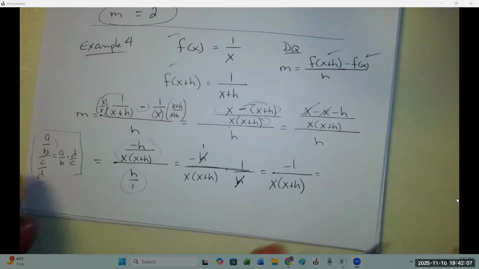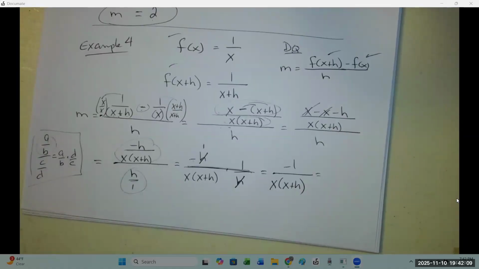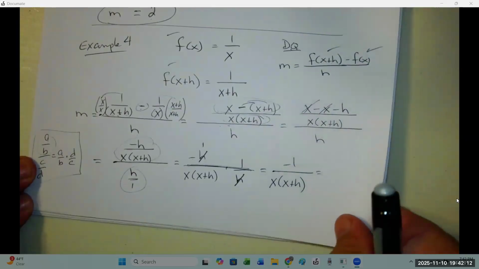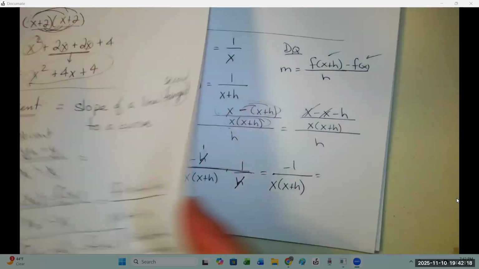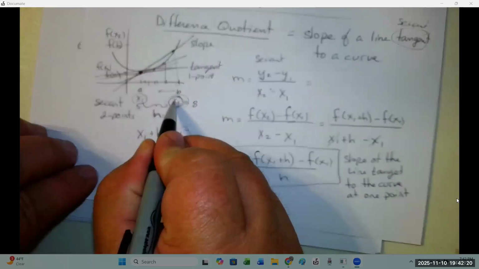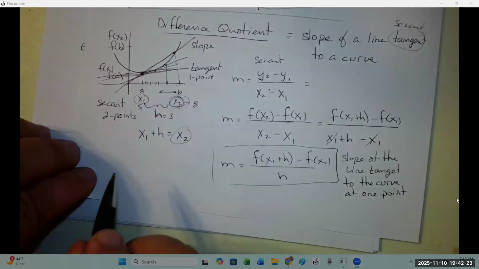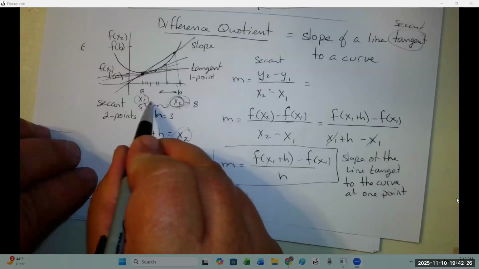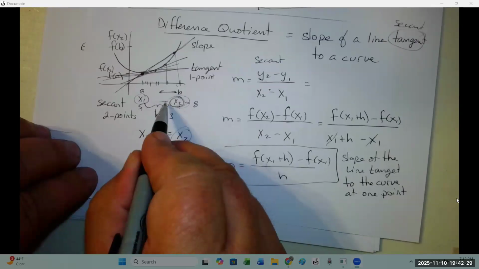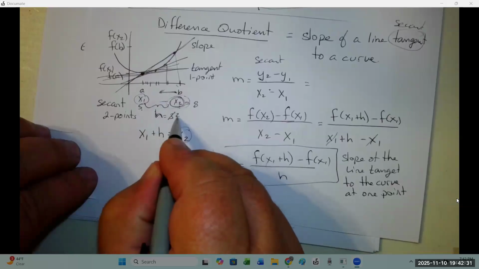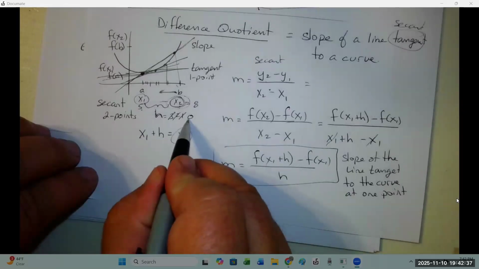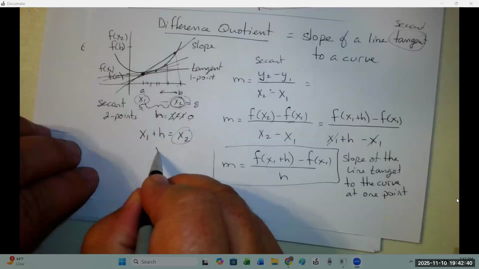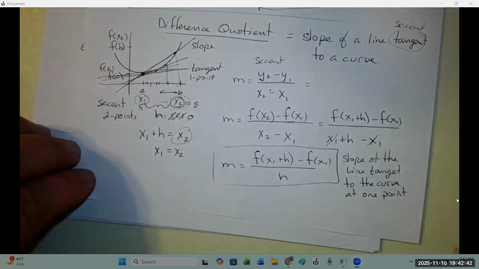Because remember, the whole purpose of this is to get rid of that x2 thing, because you only have one x value. So remember what I said here. We want x2 to get closer and closer to here. That's what h is. H is the distance between them. As x gets closer, h gets smaller. Eventually, it goes to 0. When h goes to 0, x1 equals x2. That's when they're the same value.